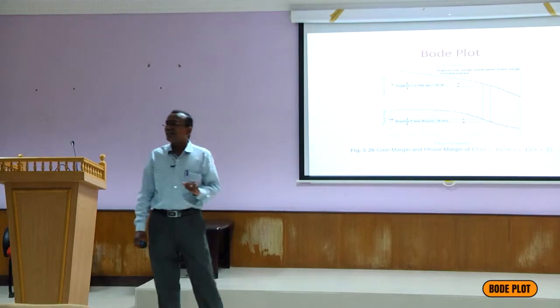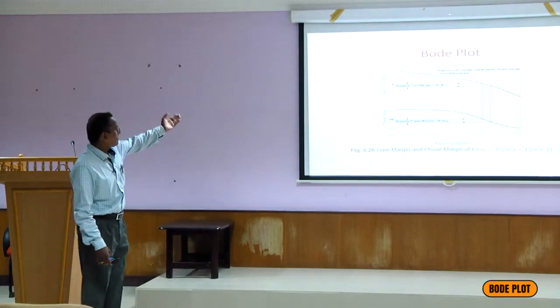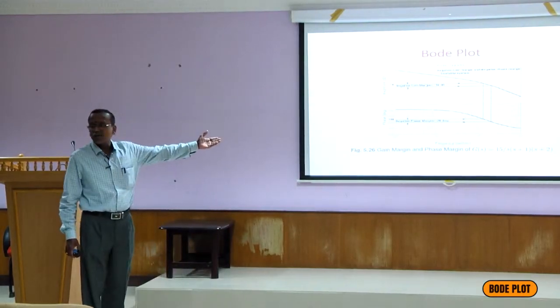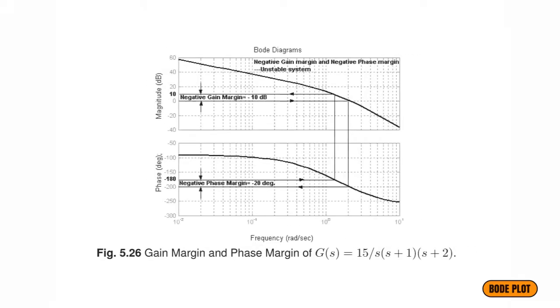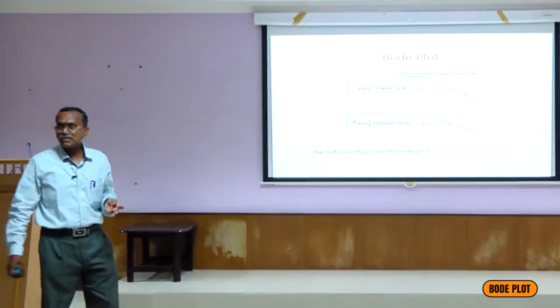What is the difference between the two systems? If we see, in the previous system the gain is 1, K equal to 1, but the denominator, the transfer function, is the same. In the next system, the gain is 15. If I increase the gain to 15, the system becomes unstable. That's why you cannot increase the gain beyond a certain value. If you increase the gain beyond a certain value, the system becomes unstable.